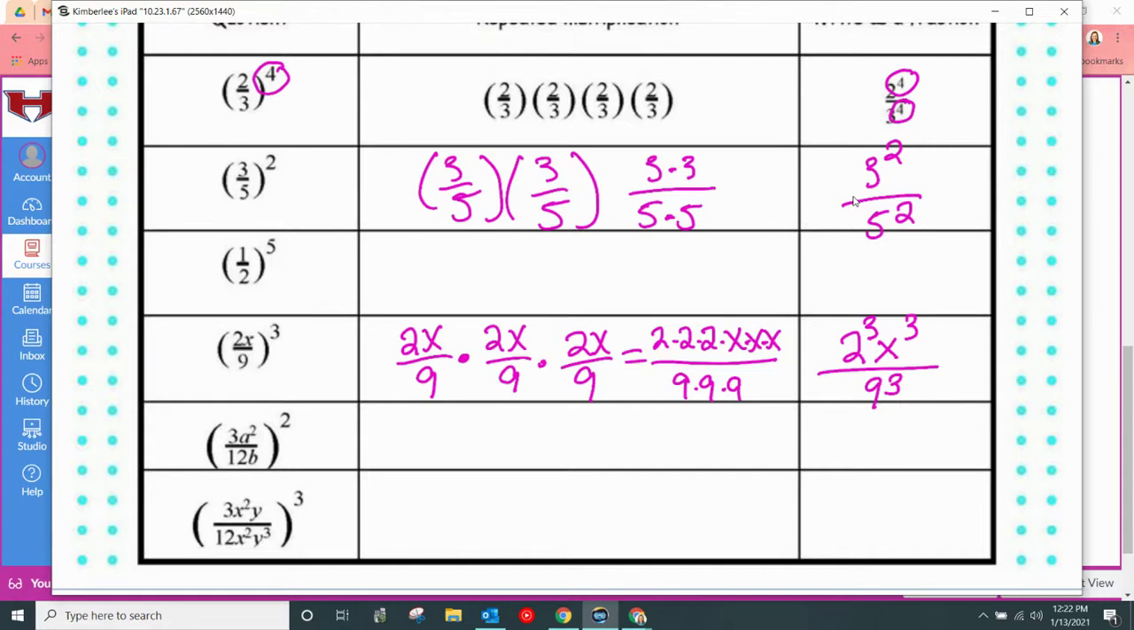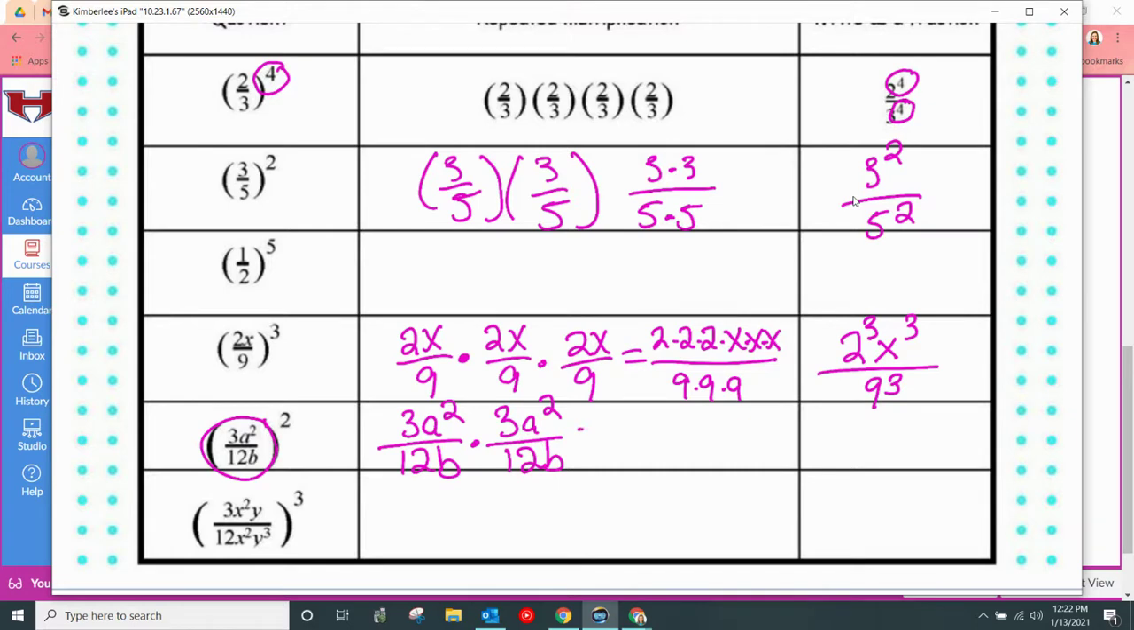So I'm going to do this next one, and then I'm going to leave the last one for you guys to do. I'm going to fully expand it out. We're going to make sure this is true before we come up with a final answer. Okay, so I have 3a squared over 12b times 3a squared over 12b, because that's what this is telling me. Take all this stuff inside the parentheses here and multiply it times itself 2 times. That's what I just did.